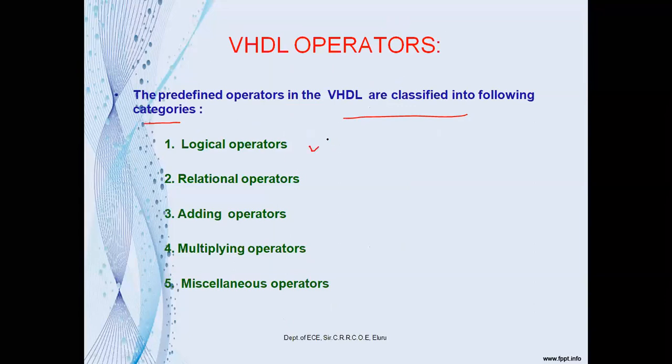They are logical operators, relational operators, adding operators, multiplying operators, miscellaneous operators. And another type of operators are shift operators here. So all these are the predefined operators in VHDL. We will see them one by one.